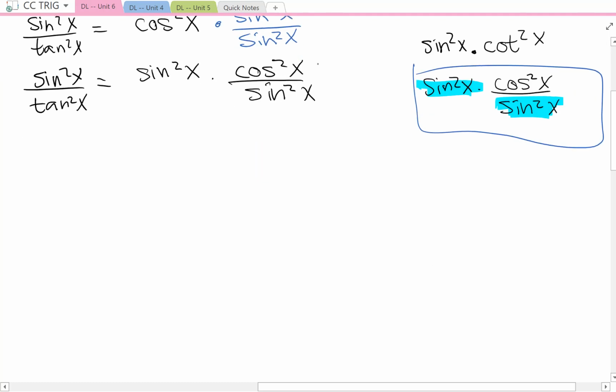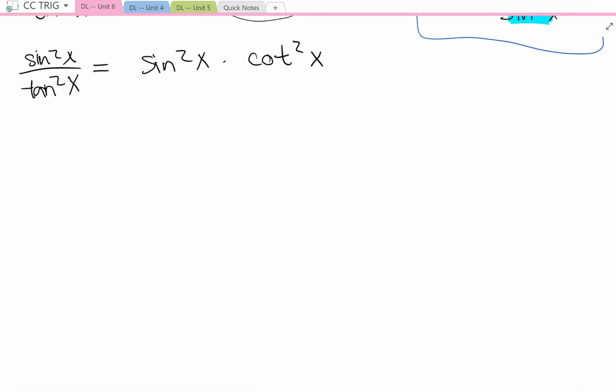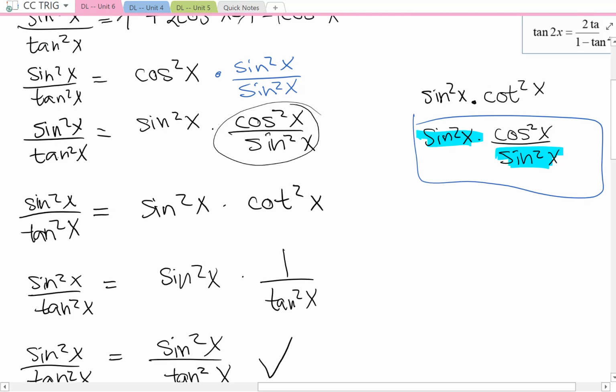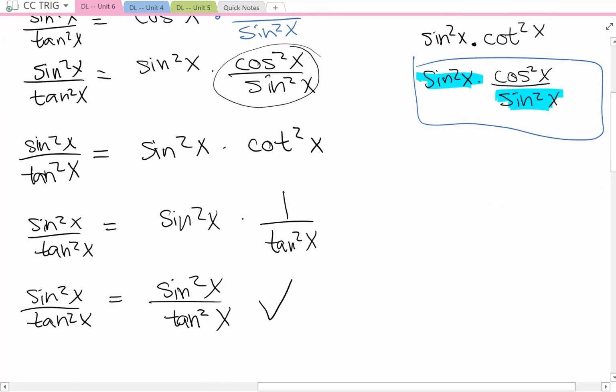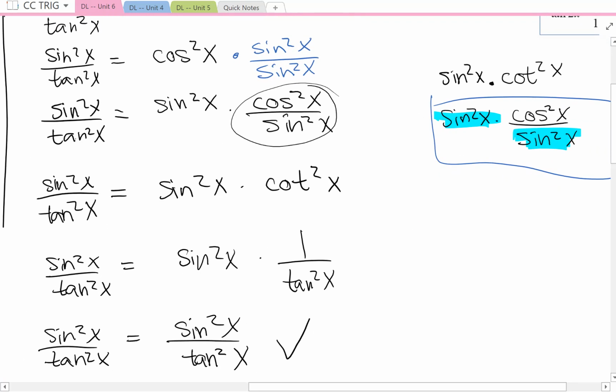I want to turn this into cotangent, which is 1 over tangent, and then I'll be done. Times cotangent squared x. Cotangent squared x is 1 over tangent squared x. And now we have sine squared x over tangent squared x. That is the entire proof, all of these steps, okay? So don't box in the last step. That doesn't actually make sense for a proof, because in a proof every single step is part of your answer.